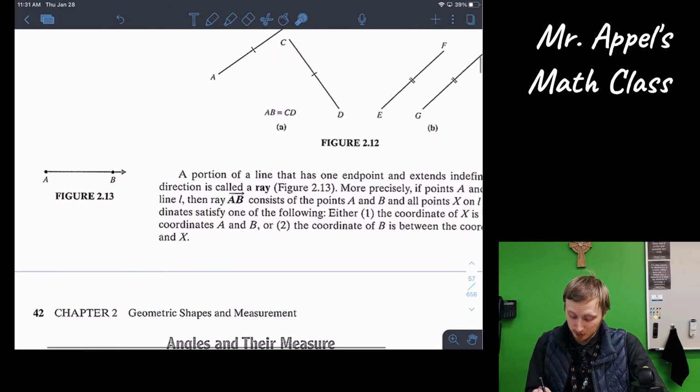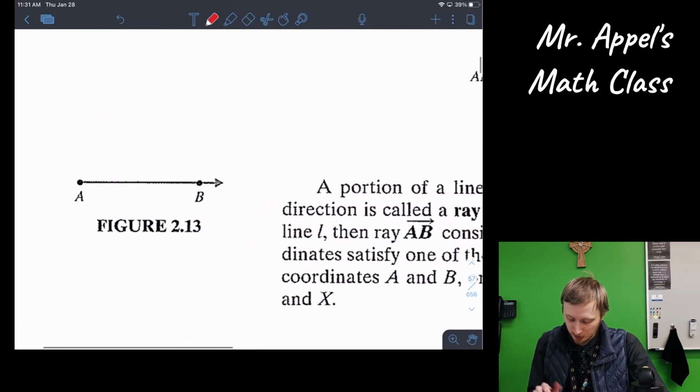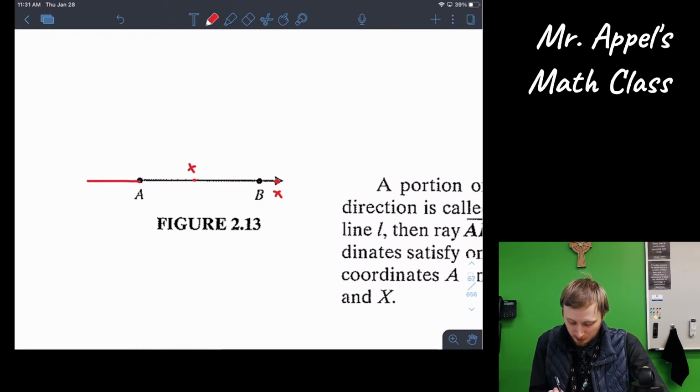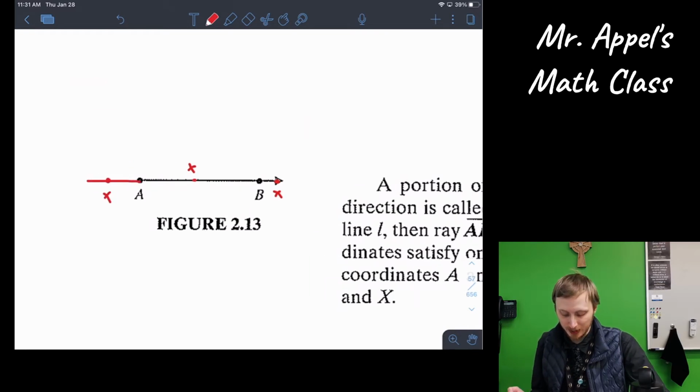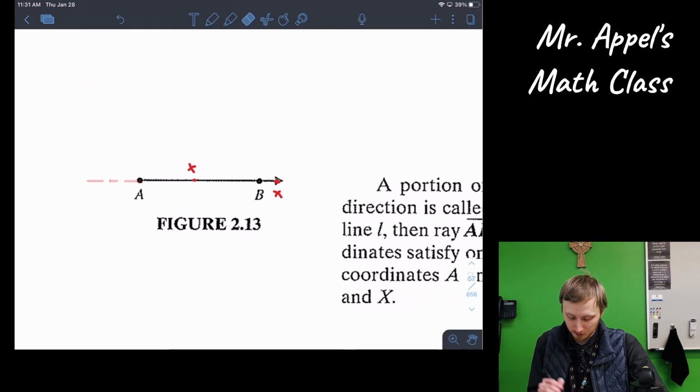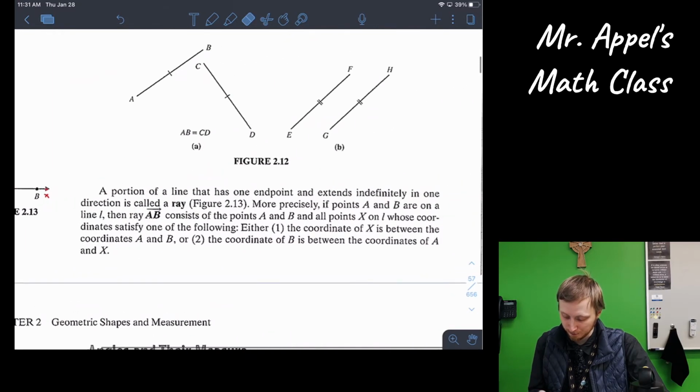Right? So some X out there on the line such that now B is the one in the middle. Or we could have some X in here, but notice we cannot have an X out there because neither X is in the middle nor is B in the middle. That will not be part of the ray.